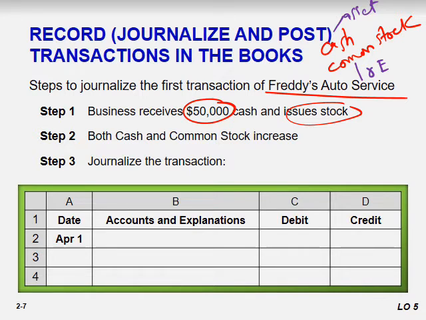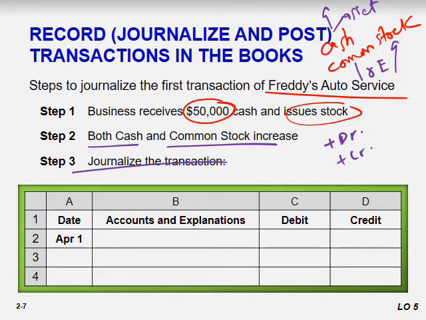So think about that. When the business receives cash, assets increase, and when the company issues stock, equity also increases. Cash is an asset, and an asset increase means debit, and owner's equity increase means credit. It means both cash and common stock increase.